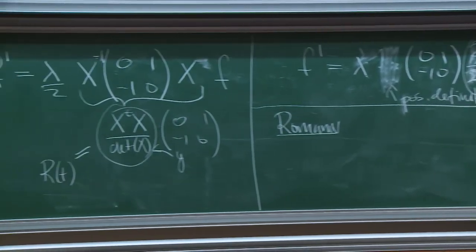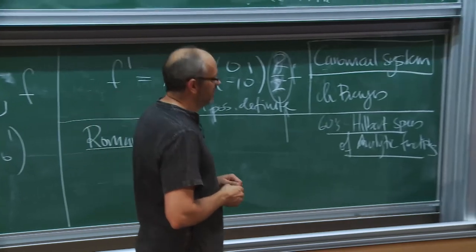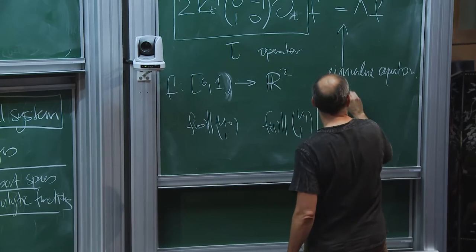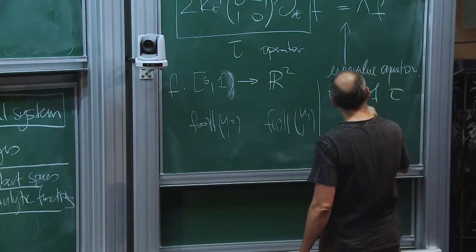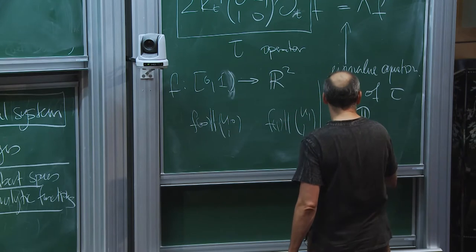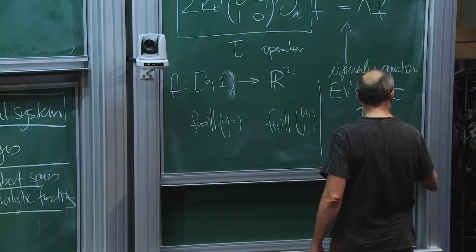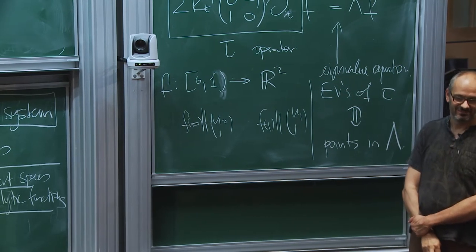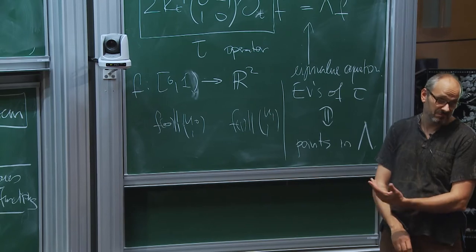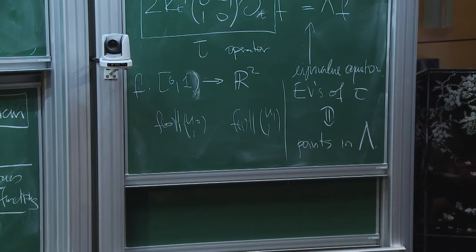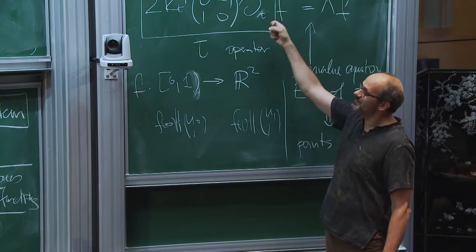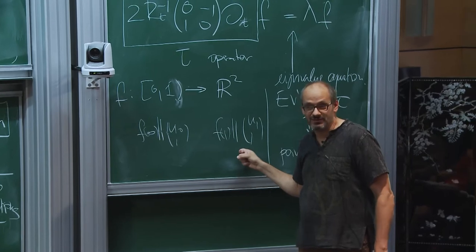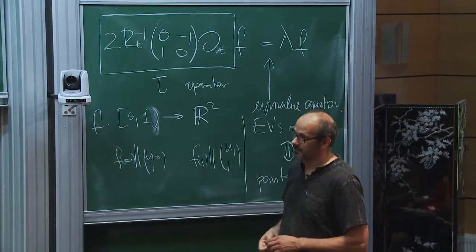Okay. So these two lambda are the same? These are the same lambda, yeah. So the eigenvalues of tau are exactly the points in capital lambda. Those are the places where n lambda jumps. It's clear, because you can always solve this, right? This f always solves it, and that's when the right boundary condition is satisfied.